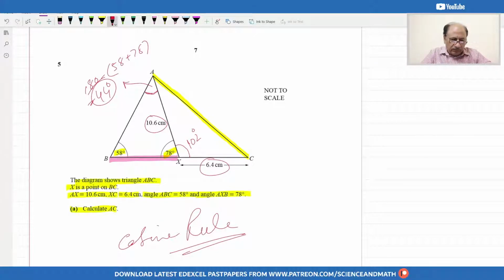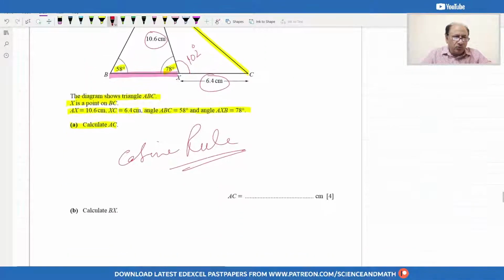Now we have basically one length, the AX side, so we can use that and apply the sine rule. For this question you will apply the sine rule and reach the answer. Hopefully you are getting this.